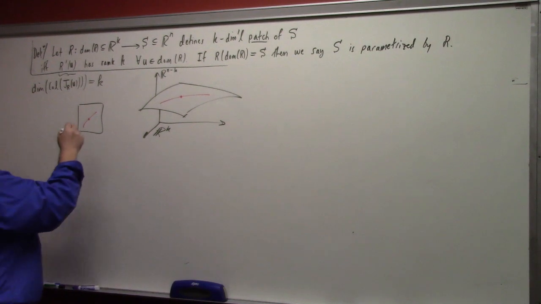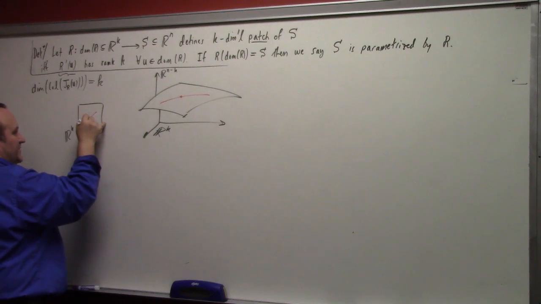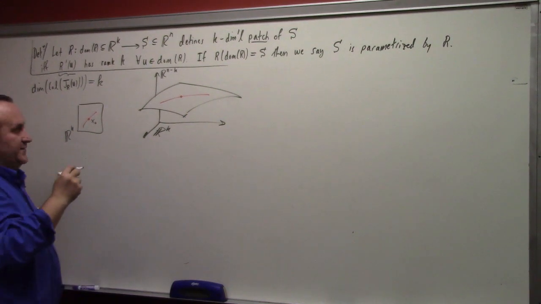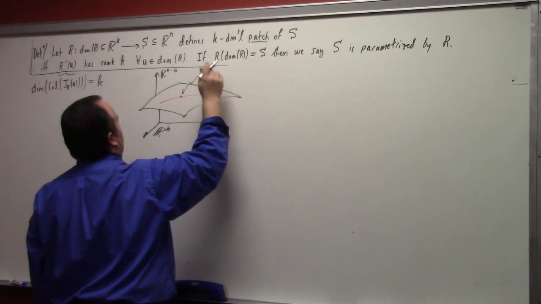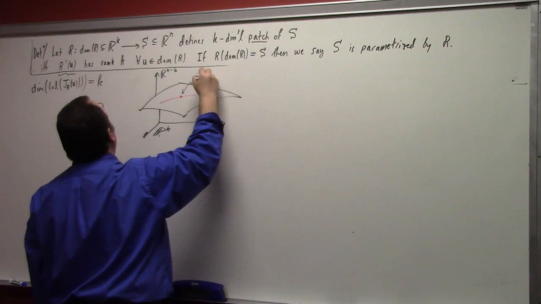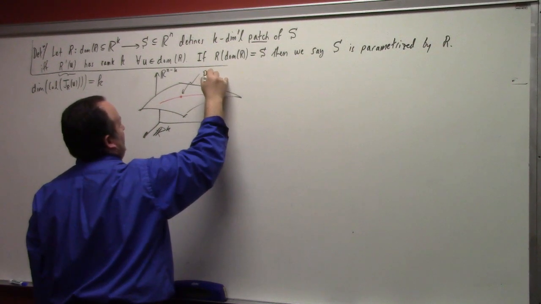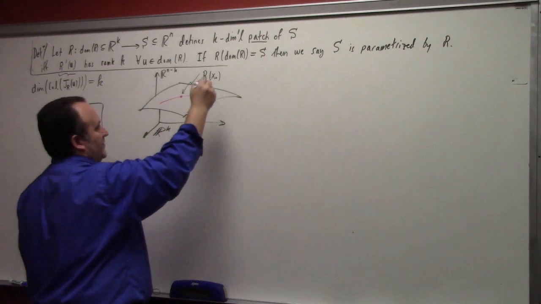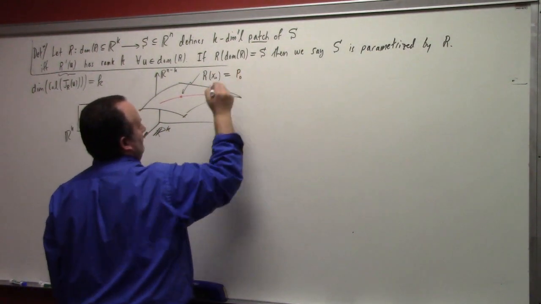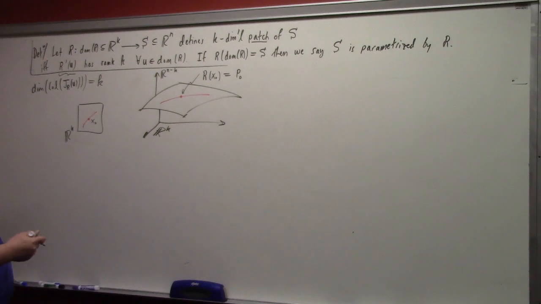So let me just call it something. Let's call this point x naught, okay? Then if this point up here is, well, not r, not gamma, but big R of x naught, let me call that point p naught, because that's really what we want to describe. We want to describe the tangent space there, right?